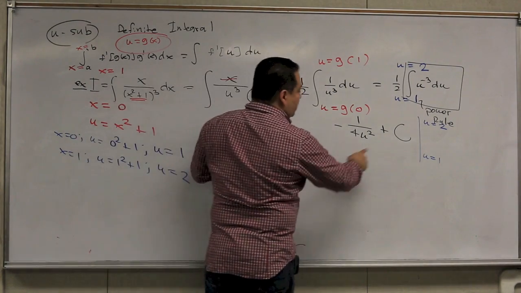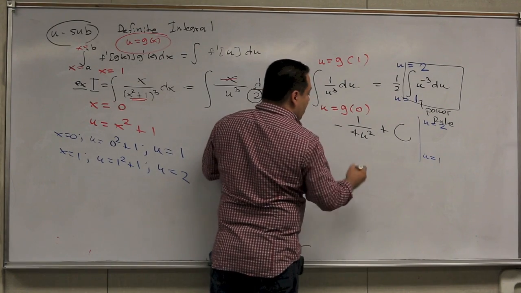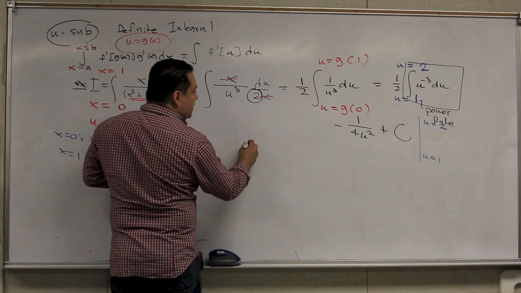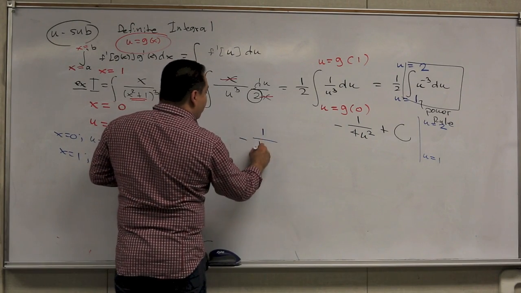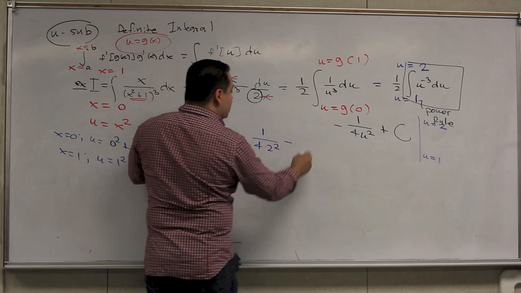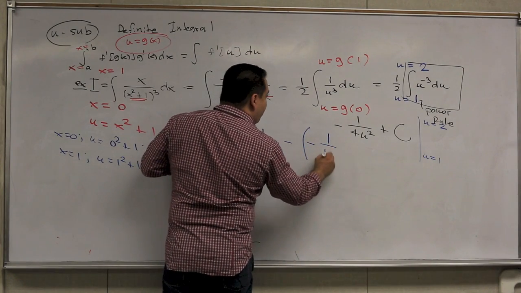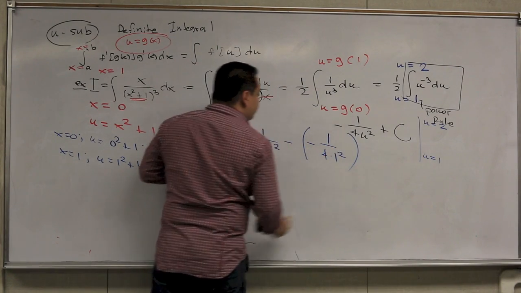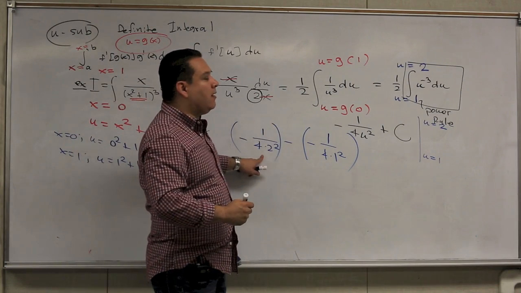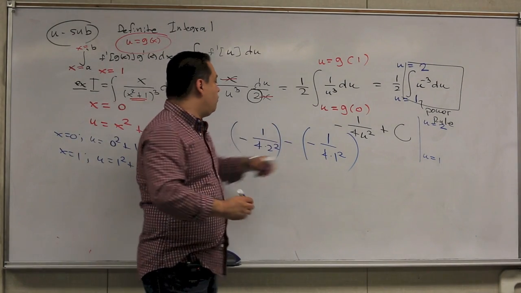Well, this is in terms of u now. Is that right? So in some ways, well, we'll use that notation. This now becomes minus 1 over 4 times 2 squared minus 1 over 4 times 1 squared. Right? And I'm going to plug in my values of u here. This is my upper limit. U is 2. U is 1.